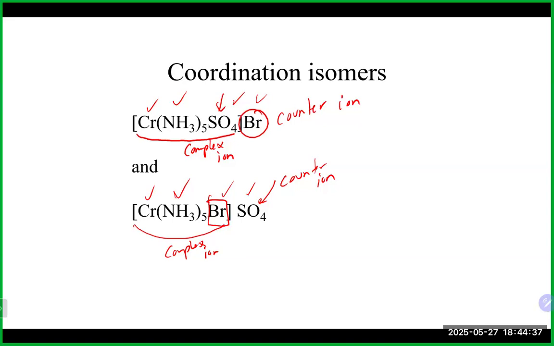So coordination isomers will basically have the same elements and everybody involved. But in one case, one of those will act as the ligand and the other one will be the counter ion, and then they will switch. The one that was acting as a counter ion is now going to be an actual ligand and part of the complex ion.